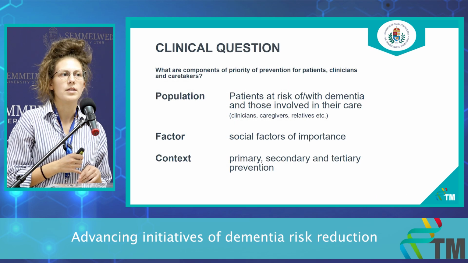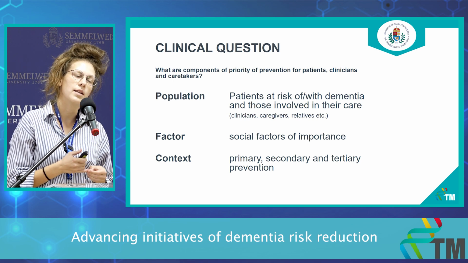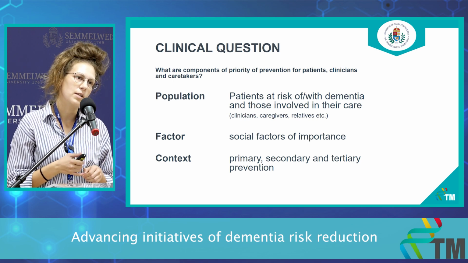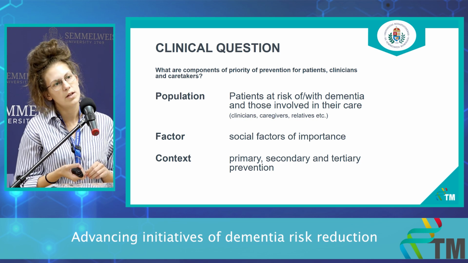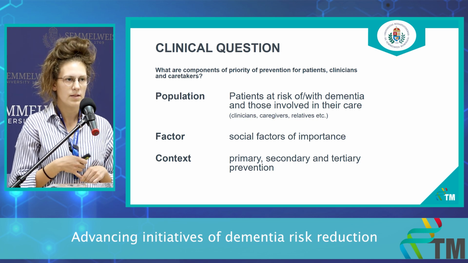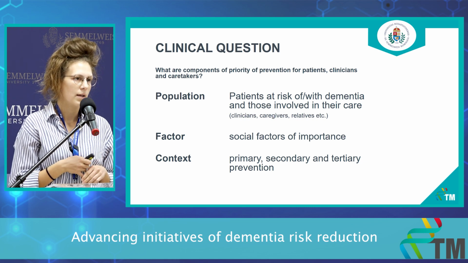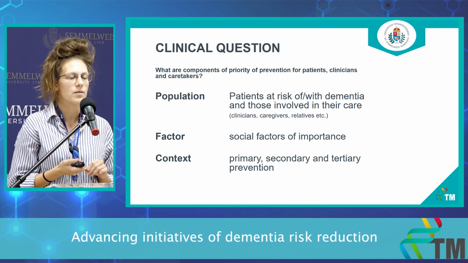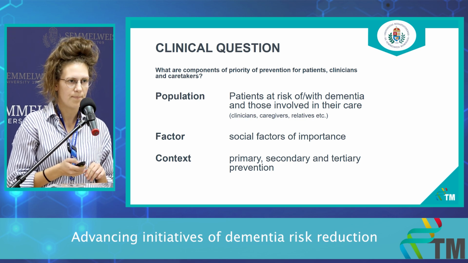So our clinical question is, what are the components of priority of prevention for patients, clinicians, and caretakers? Our population is anyone at risk of or with dementia and those involved in their care, such as clinicians, caregivers, informal caregivers, and relatives. The factors are social factors of importance, and the context is primary, secondary, and tertiary prevention.